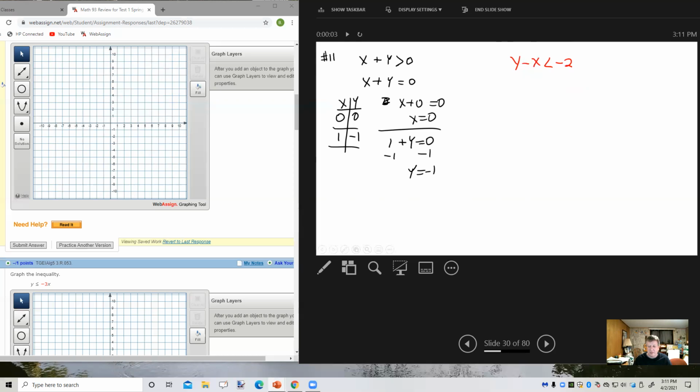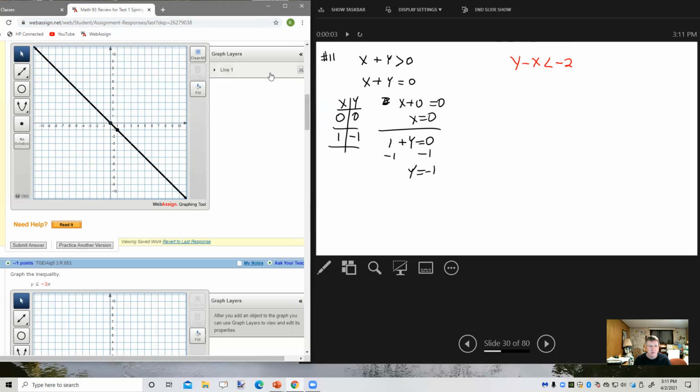So we've got, let's see here, 0, 0, and 1, negative 1. 0, 0, 1, negative 1. Okay. This does not include equals. So I want to make it a dashed line. Okay.